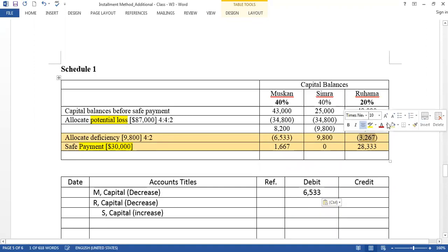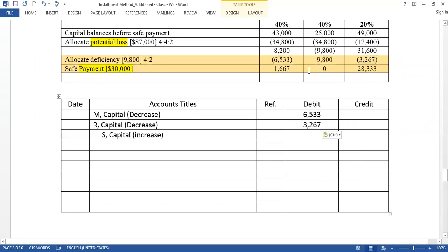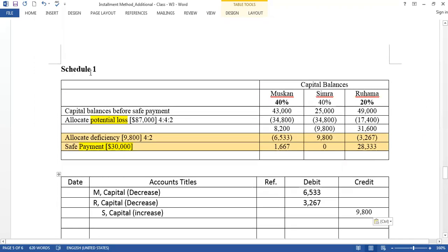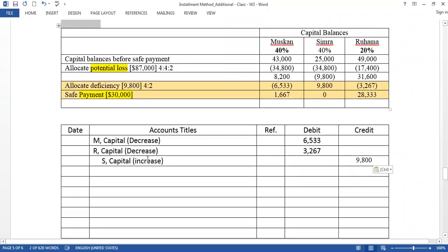R is going to sacrifice this amount. And S capital increase $98,000. So this is the journal entry for Schedule 1. Okay. Then in the exam question, I can also ask you to prepare journal entries for Schedule 1.